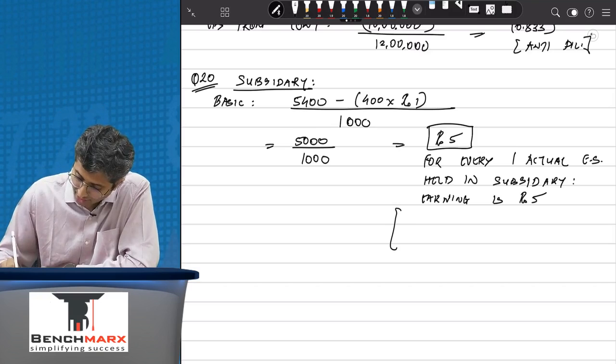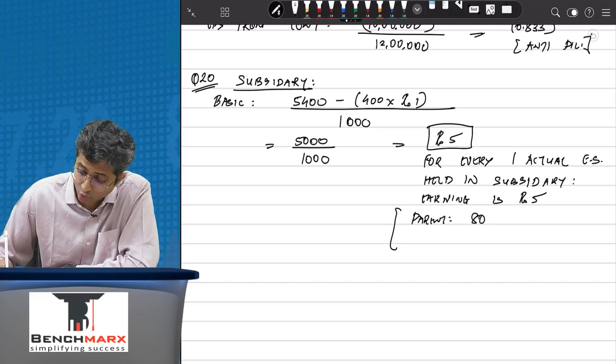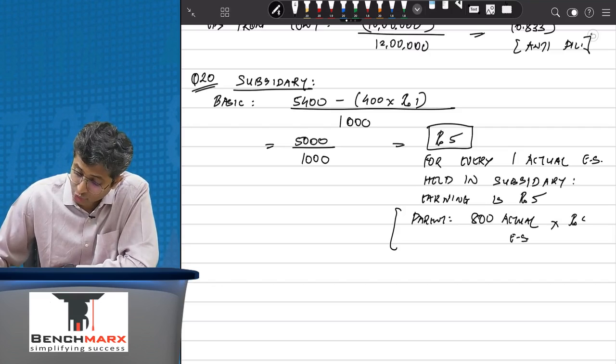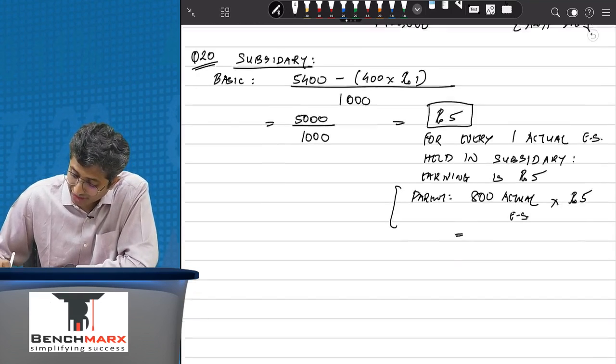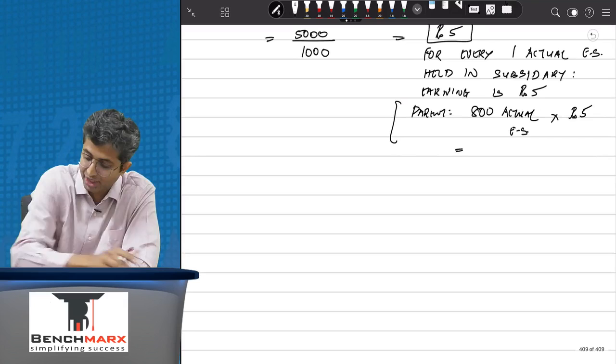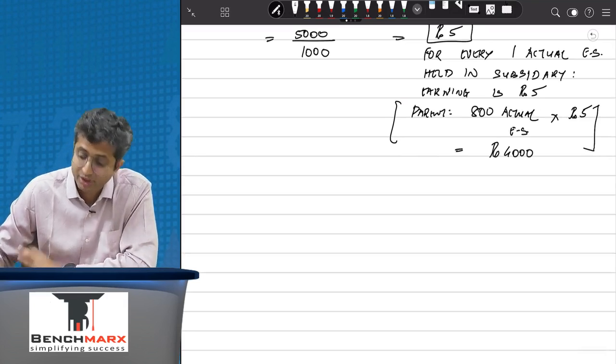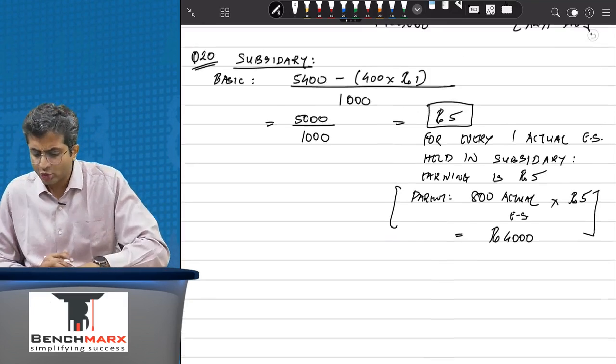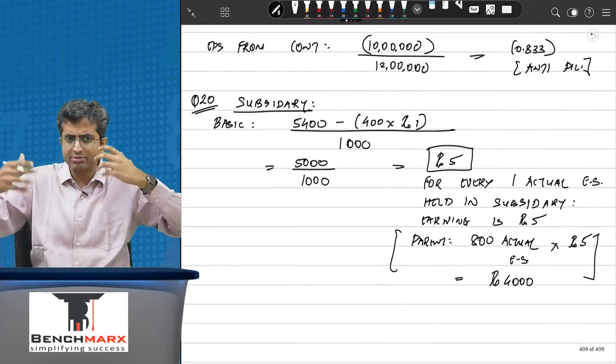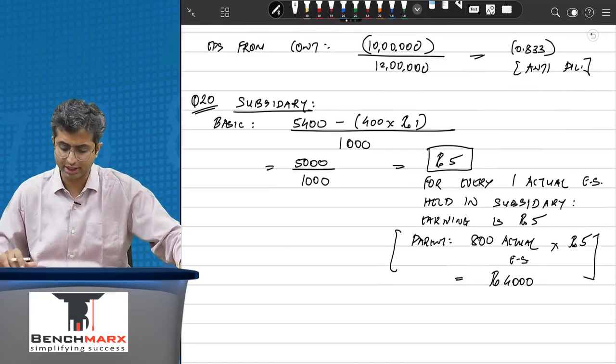Just for your knowledge, how many equity shares does the parent hold in the subsidiary? Well, the parent is holding 800 actual equity shares in the subsidiary, and for each equity share the earning is rupees 5, and hence for the total 800 shares the earning should be 800 into rupees 5. This is rupees 4,000. This is just done for your reference right now. We may need to use this later, though this was not as such required. It is just that it builds up your understanding.